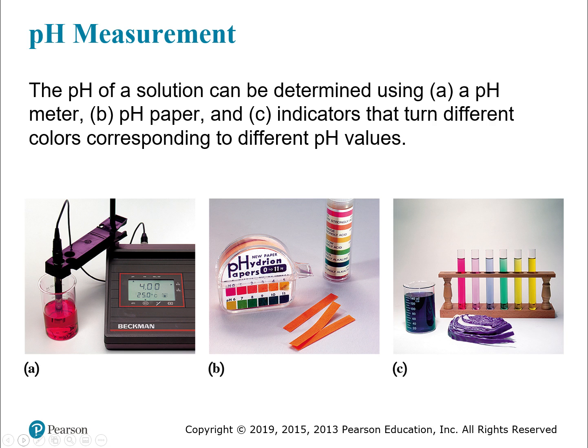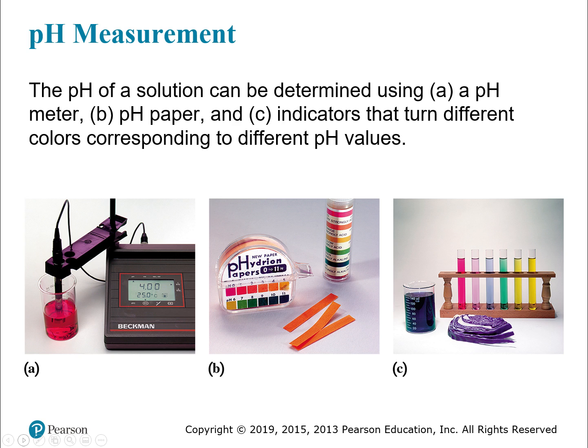The pH of a solution can be measured a few different ways. You can use what's shown in A, which is a pH meter. That's the most accurate way to do it. You'll get an exact number, more or less, of what your pH is, and you can adjust your pH of a solution right there on the spot. Very easy.